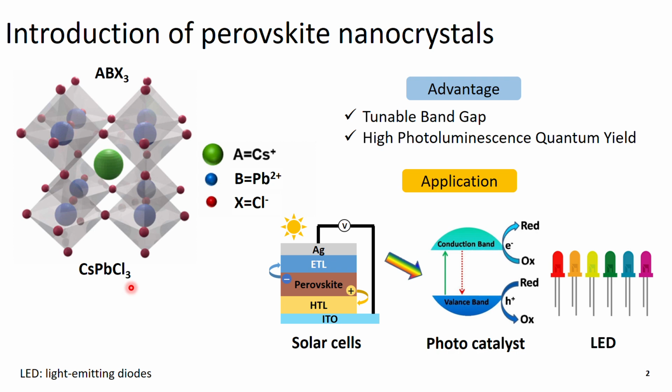Perovskite nanocrystals have emerged as one of the most exciting materials in recent years, thanks to their exceptional light absorption and electronic properties. One of the first advantages is the tunable band gap. We can just change the chemical composition to get a different band gap of the perovskite nanocrystal. The second is the high photoluminescence quantum yield. This means they can emit light very efficiently.